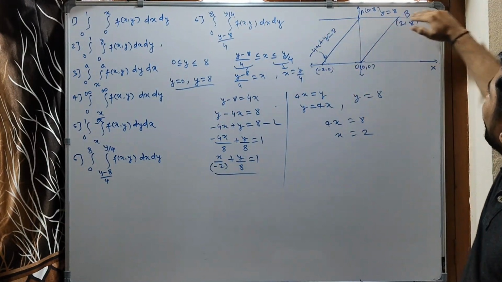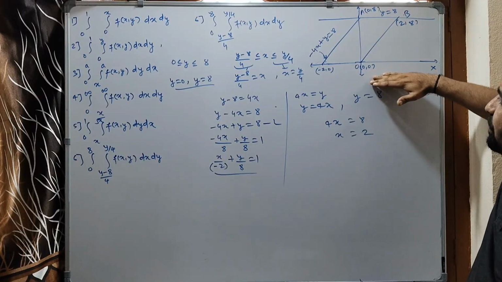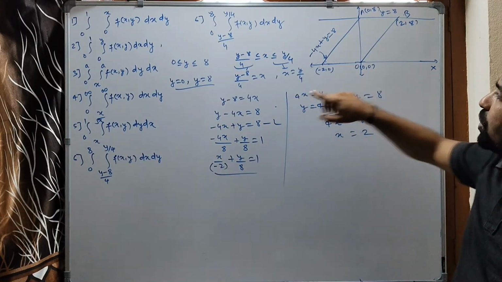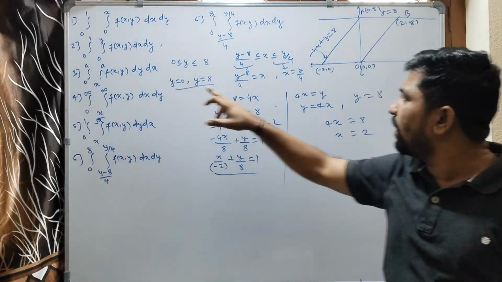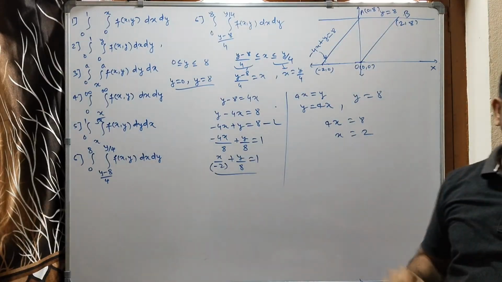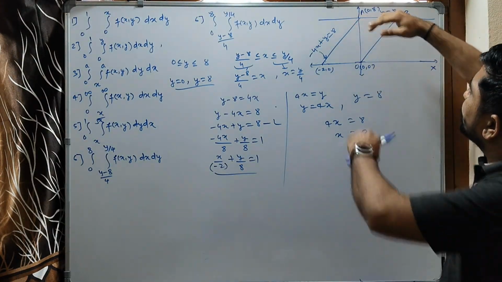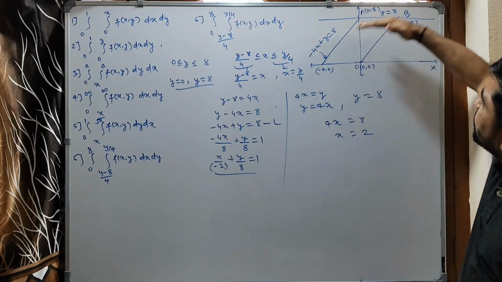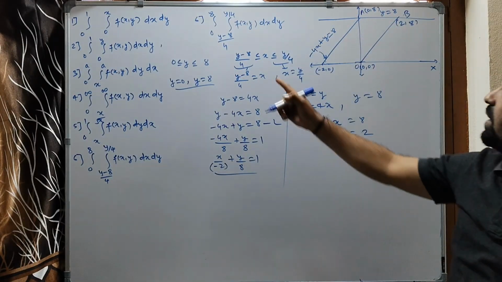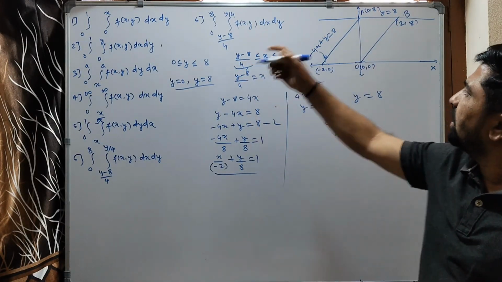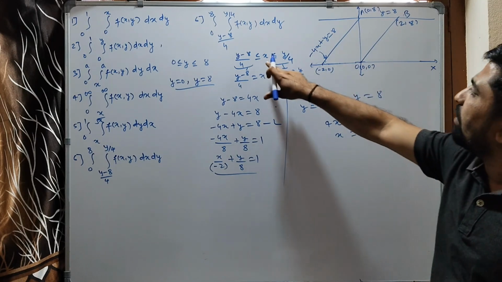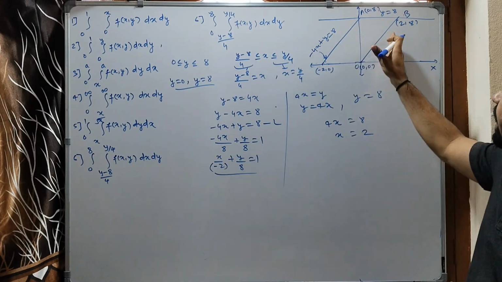So this is my line y equal to 8, which is parallel to x-axis, and y equal to 0. So here y equal to 0 is the complete x-axis. Along the x-axis, the value of y is 0. So here the value of y belongs to this region, the complete region. Now second thing, here the value of x belongs to this. Here the value of x is bounded by this line and this line.